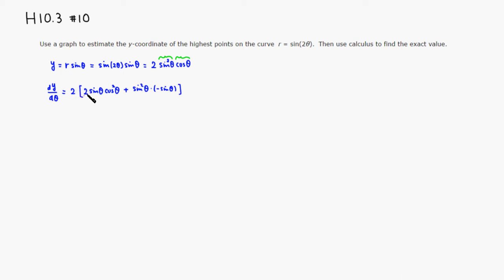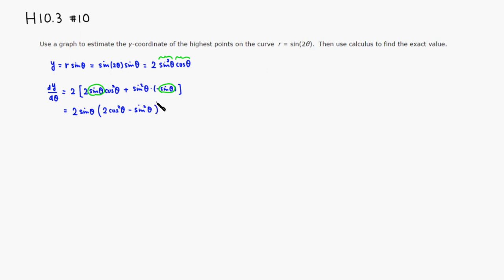Then I'm going to factor out what's in common. It looks like sine of theta is in both terms. So this is going to be equal to 2, which is already there, and I'm going to pull out the sine of theta. Then what's left is 2 cosine squared of theta minus sine squared of theta. So this is the derivative.